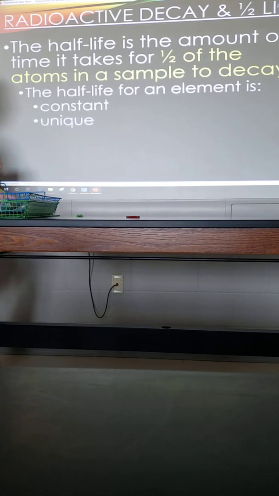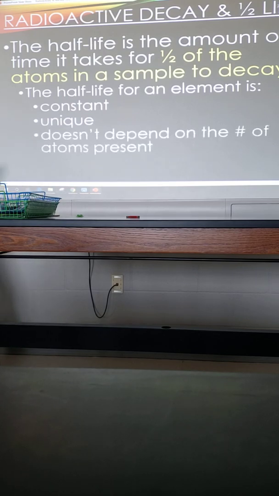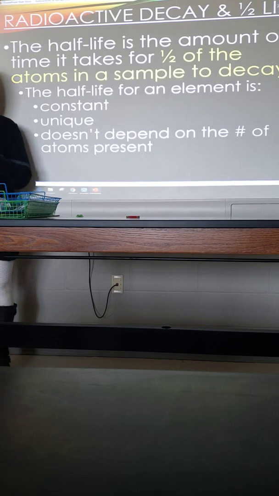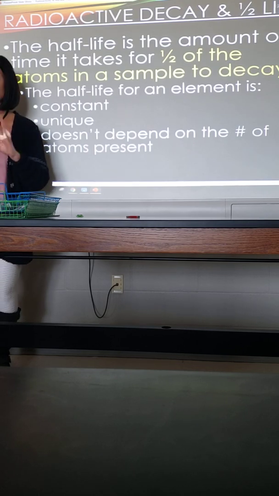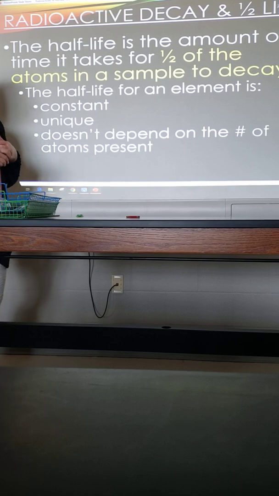So it's a constant, it's unique, and it does not depend on the number of atoms that are present. So you could have a whole bunch of them, or you could just have a few of them, and that half-life number is still always going to be the same. So there's a lot of different ways that we can approach this. And so we're going to go through quite a few examples so that you can see the various ways that these questions might be asked and how we can manipulate what we know to figure out what we're trying to find. Okay.